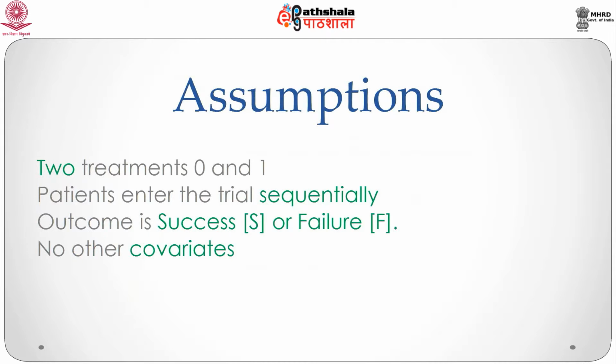In the previous module and in this, I will make some simplifying assumptions. Firstly, that there are two treatments, 0 and 1. The patients enter the trial sequentially. The outcome is binary, that is, either a success or a failure, and there are no other covariates which influence success probability.